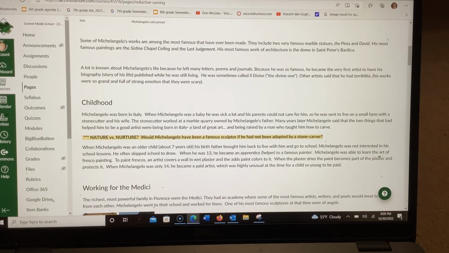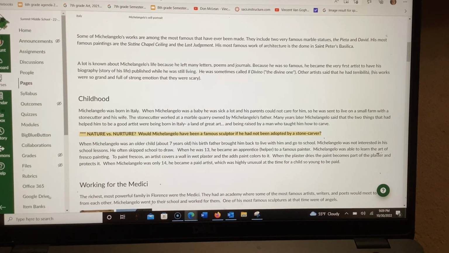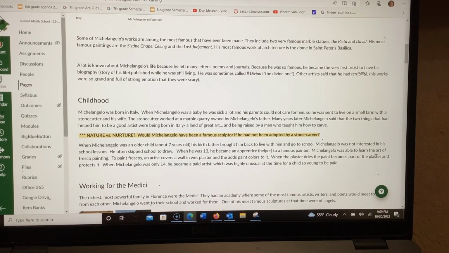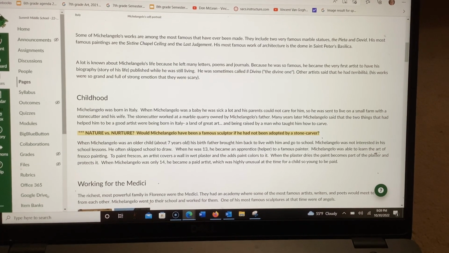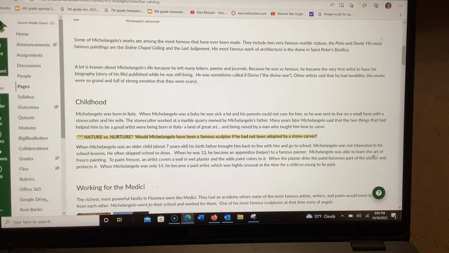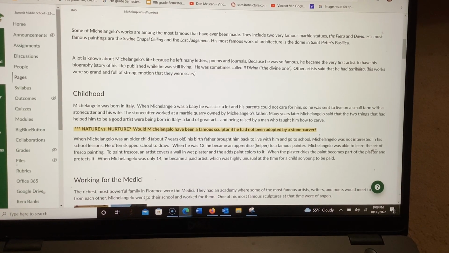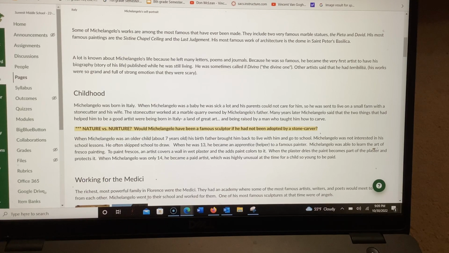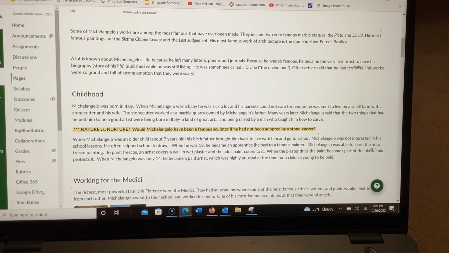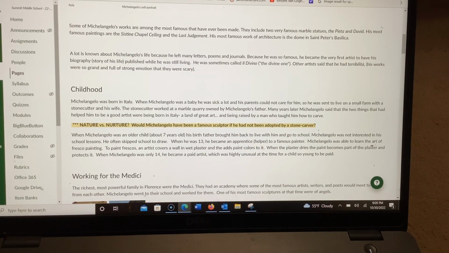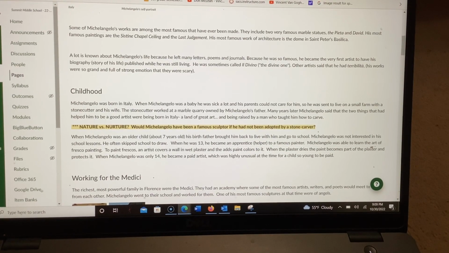Here is his childhood. I thought this was so interesting. Michelangelo was born in Italy, but when Michelangelo was a baby, he was sick a lot and his parents could not take care of him. So he was sent to live on a small farm with a stonecutter and his wife. The stonecutter worked at a marble quarry owned by Michelangelo's father. Many years later, Michelangelo said that the two things that had helped him to be a good artist were being born in Italy, which was the land of great art, and being raised by a man who taught him how to carve.